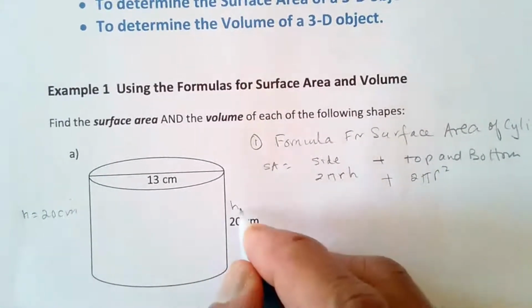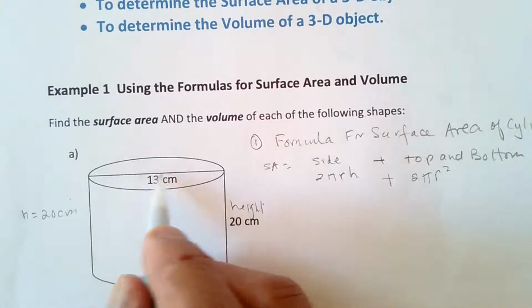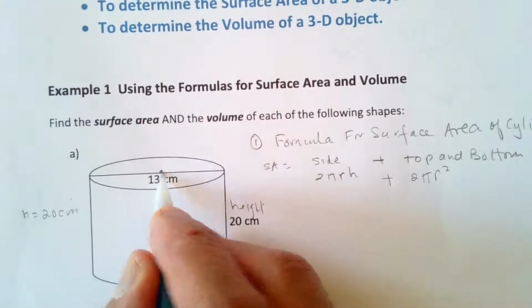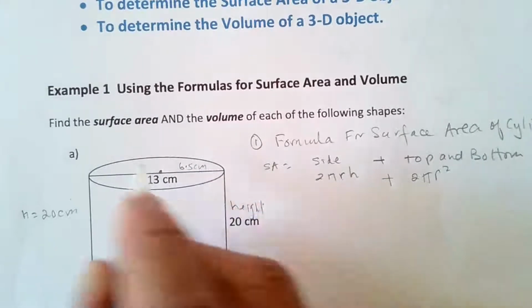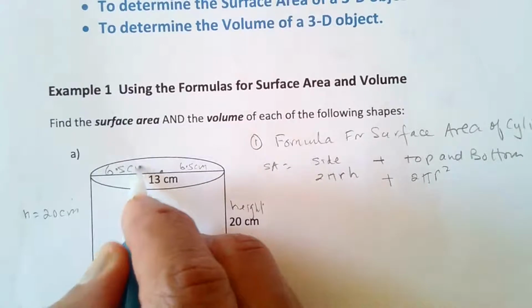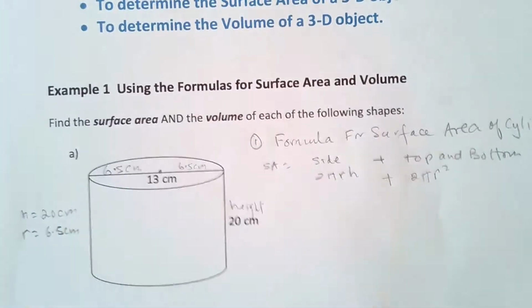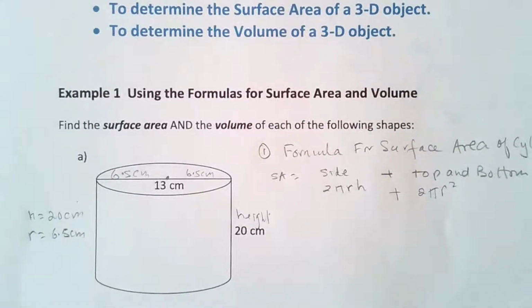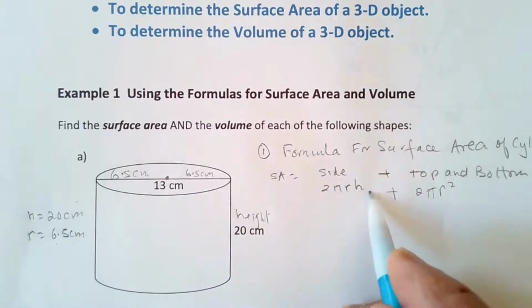Now, here we go. The radius would be half of the diameter here. So this is our center. So the radius would be 6.5 centimeters here. This would be 6.5 centimeters. So radius is 6.5 centimeters. Now we have our dimensions. We now substitute our given values here into our formula.